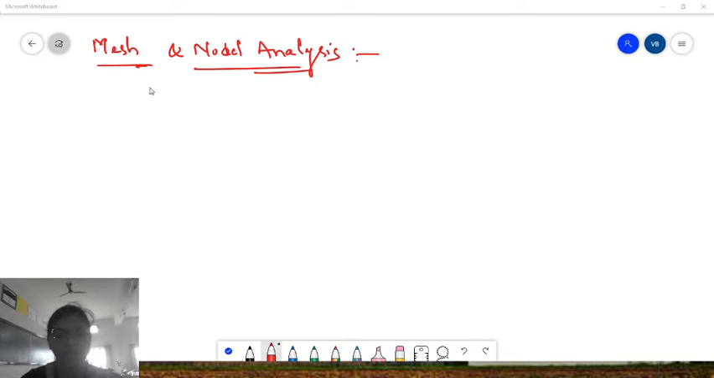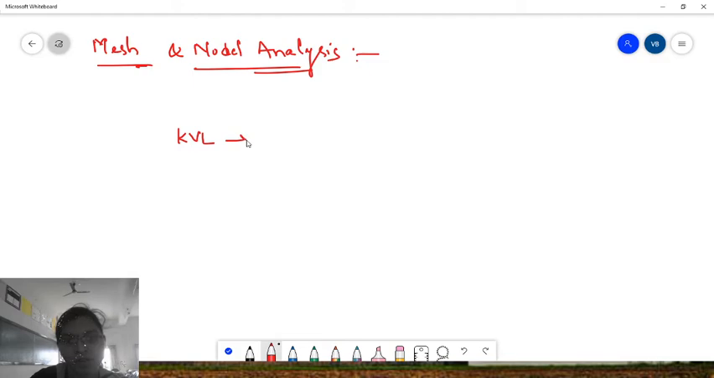So in this session I am going to discuss mesh and nodal analysis. You have already come across mesh and nodal analysis. In mesh analysis we are going to apply the KVL principle, and we are going to apply the KCL principle in nodal analysis.